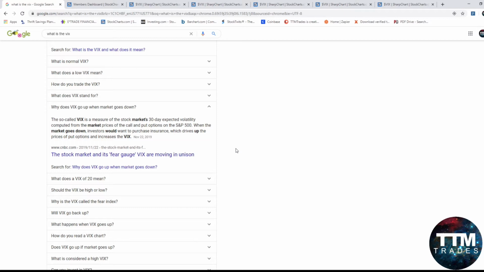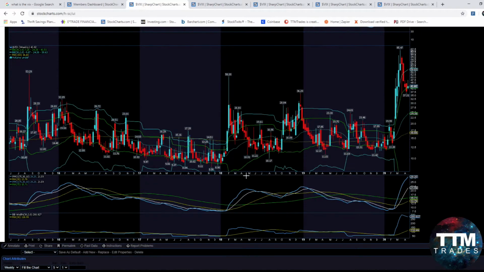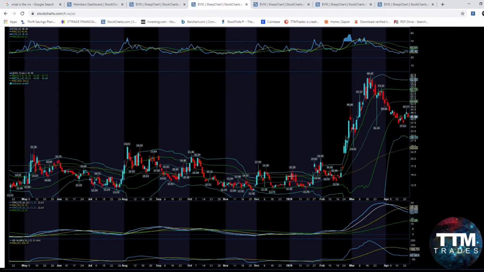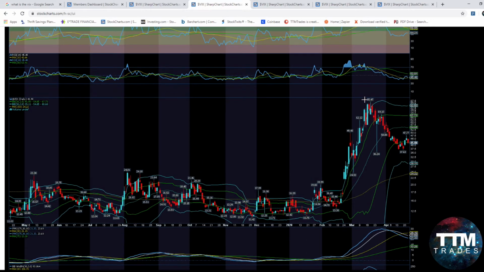When the market goes down, investors will want to purchase insurance, which drives up the prices of put options and increases the VIX. Looking at the VIX on the weekly chart, when that downtrend started back in late February, you can see the VIX spiking very high, with a lot of put options. And here recently, you can see the VIX has been pulling back as the overall sentiment of the market has been somewhat mildly bullish.